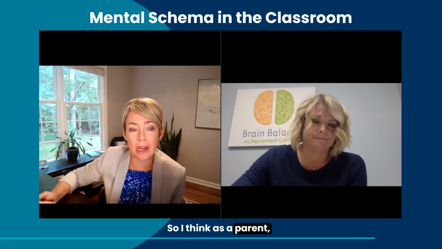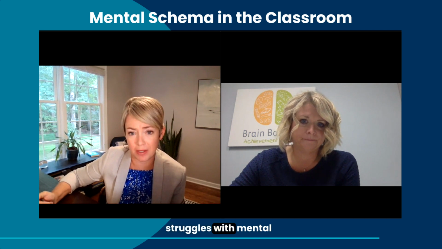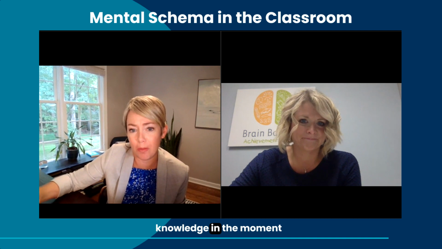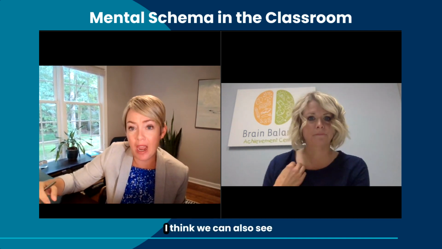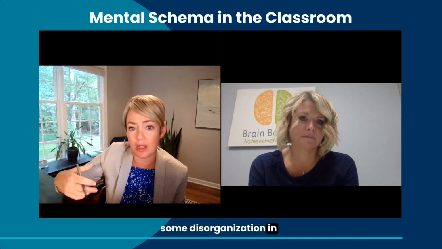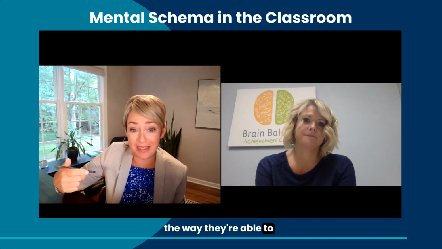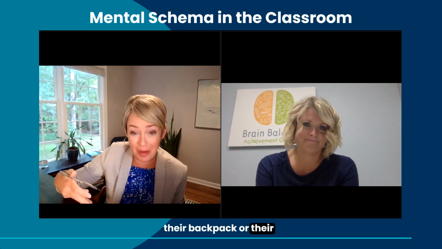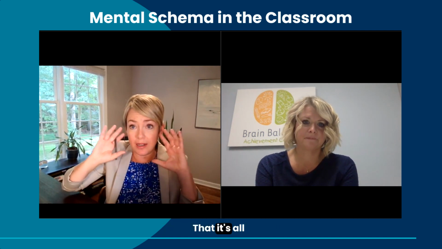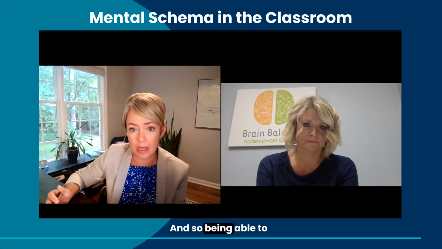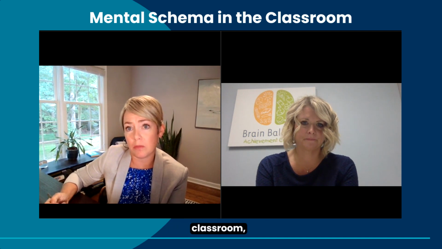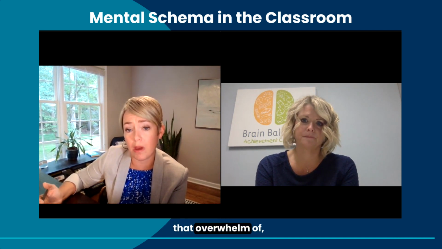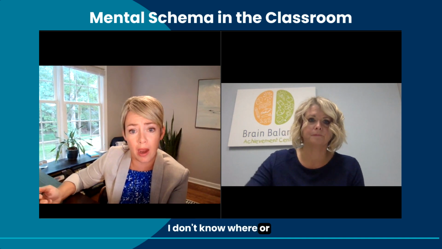So I think as a parent, what you might see at home when a child struggles with mental schema is that I know you know it, but you're not demonstrating that knowledge in the moment. And that's that ability to retrieve the right information at the right time. I think we can also see some disorganization in things like writing, or the way they're able to maintain their desk or their backpack or their bedroom, that it's all organization. And so being able to retrieve the right thing in the right moment. And then I think in the classroom, teachers could see that as that overwhelm of, again, I don't know where or how to get started.